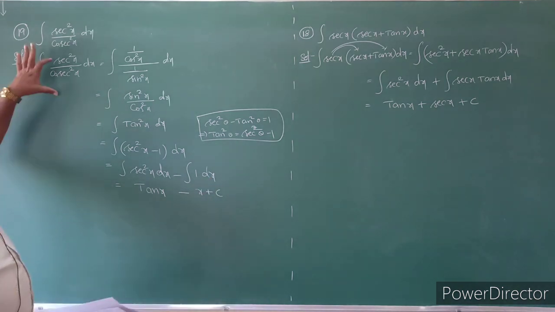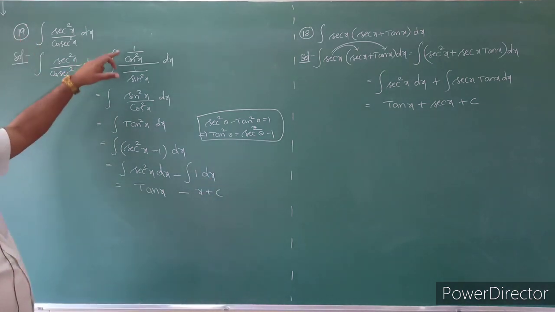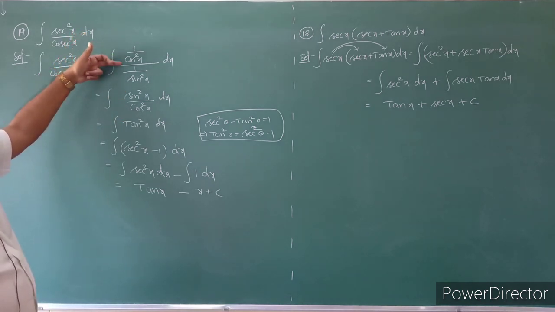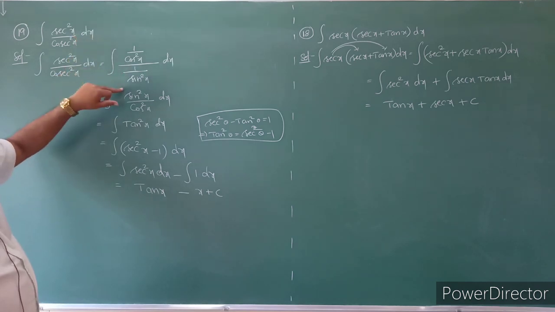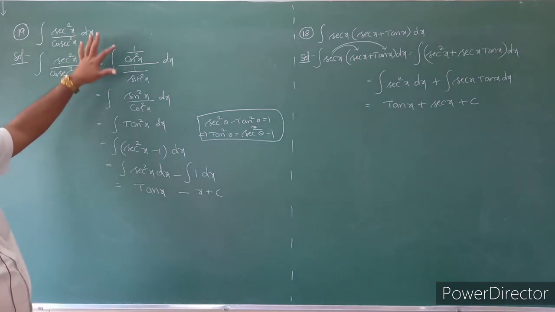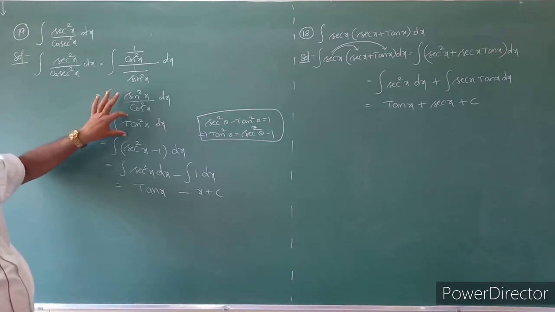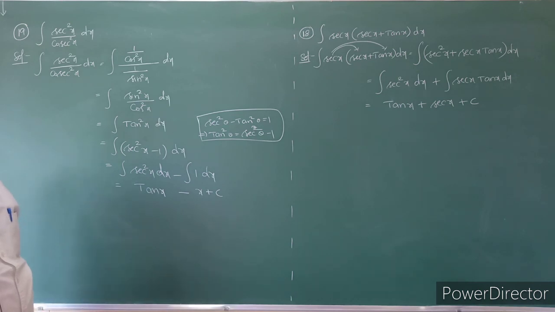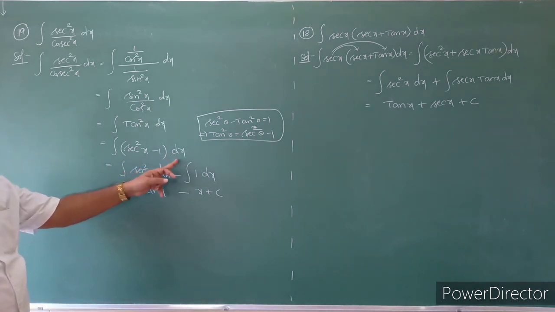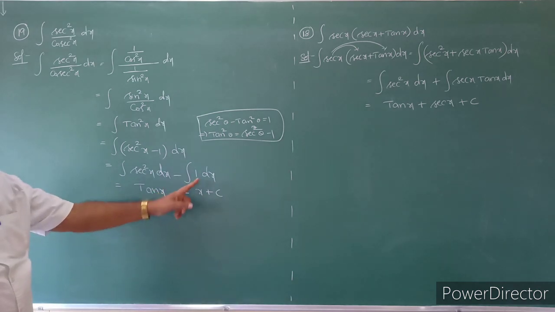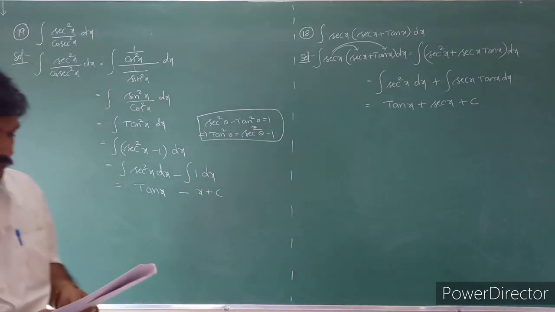Okay students, secant square x by cosecant square x, 1 by cos square, 1 by sin square. Take into the simplification, a by b, c by d, it will become d by c, d by b. Sin square x by cos square x, it is a tan square x. So you don't have the direct formula. So that's why tan square x you can convert into the form of secant square theta minus 1. So that is secant square x minus 1. Integral of secant square x is tan x. Integral of 1 is x plus c.